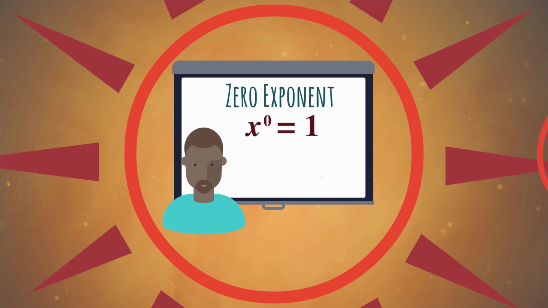Now, what does this mean? It means that any number raised to 0 is equal to 1. And that's pretty easy to remember. Any number you can think of will be equal to 1 if its exponent is 0. Now that we have an idea on how to solve zero exponents, let's apply what we've just learned.